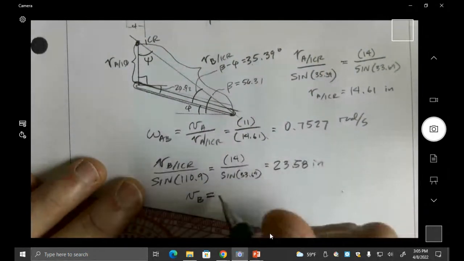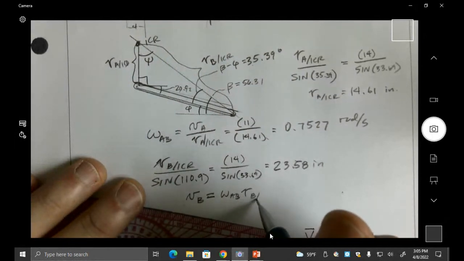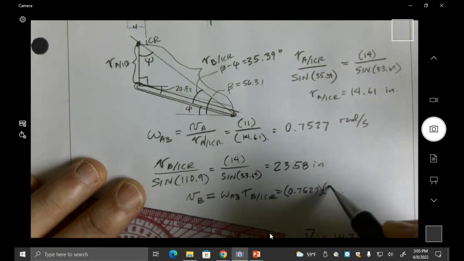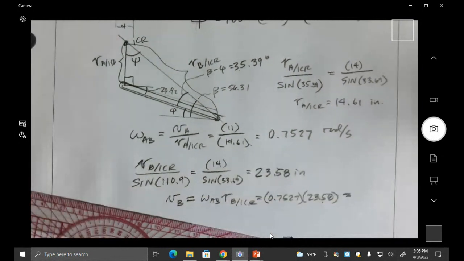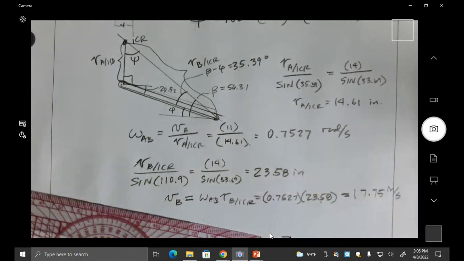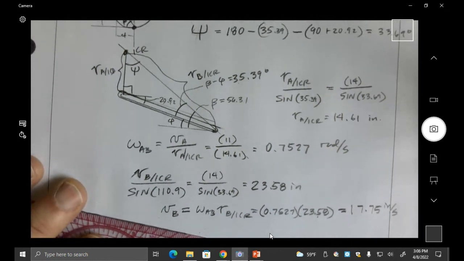So we're saying that the velocity of B is equal to omega AB times RB with respect to ICR, or 0.7527 times 23.58. Boom. I'm getting 17.75 inches per second. And I think I saw him, wait, no. Yes, that agrees with him. Okay, good. He just never found the in-between thing, which I think is kind of messed up, but that's all right.